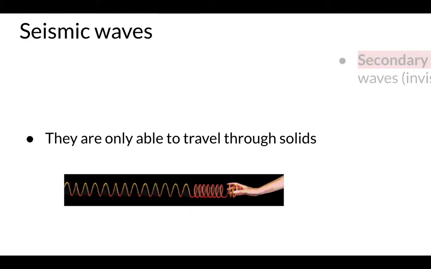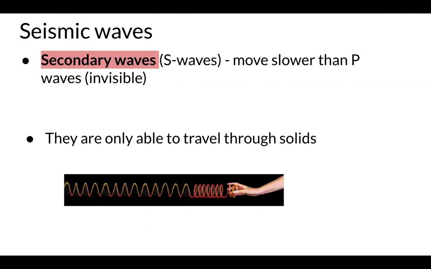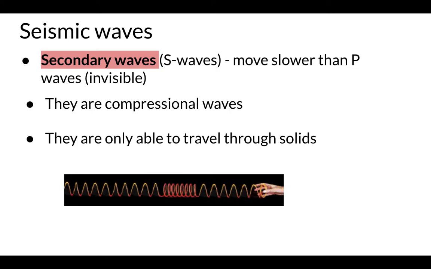Then we have our secondary waves. They move slower than P waves. And I put invisible because I don't want people to think that you can see them. You can't. They are all invisible. They're compressional waves, but they are only able to travel through solids.